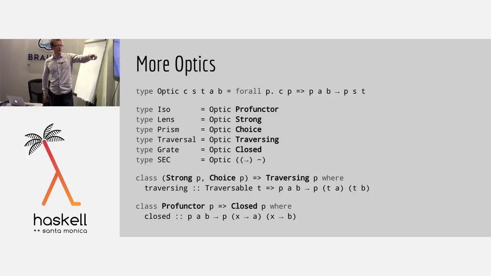No, I was struggling for notation a little. I guess I'll just go through it. Sorry, just one second. So if you pick traversing, you get something like traversal. Okay, so this traversing thing is like saying you can lift up your profunctor over all the elements in some traversable container.